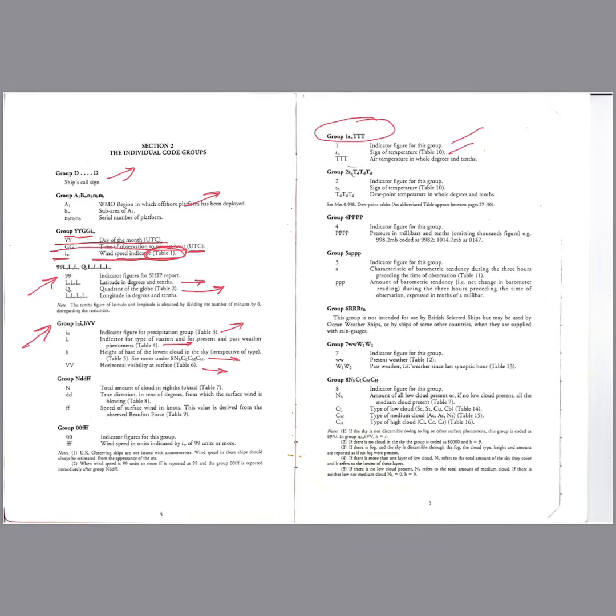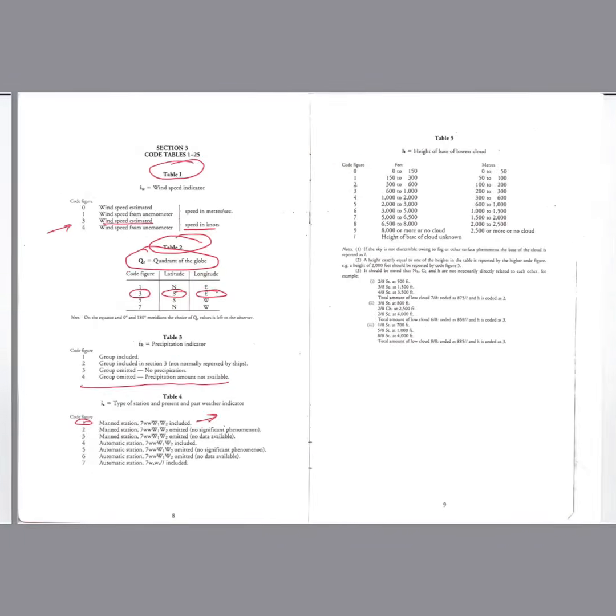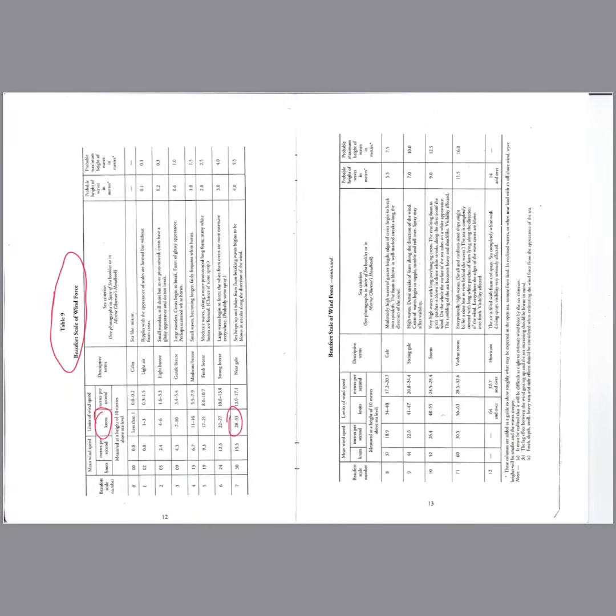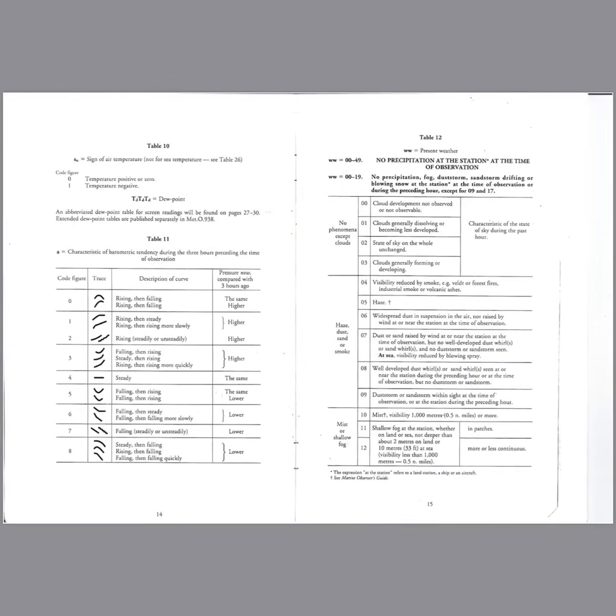Sn is the sign of temperature that you get from table number 10, and then the last 3 digits give you the air temperature in whole degrees and tenths. So if you go into table number 10, it is this table here. Sn is the sign of the temperature. 0 stands for positive and 1 stands for negative, and the last 3, TTT, is the temperature.